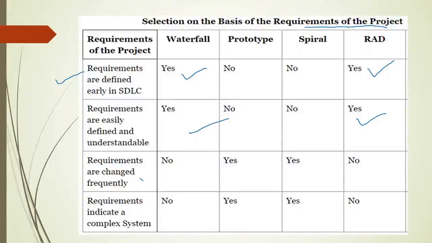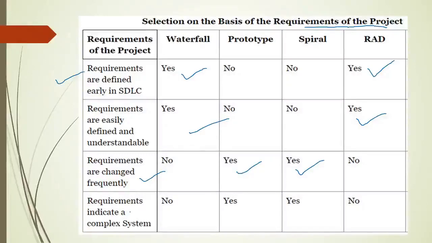Requirements are changed frequently. Okay, if you are not fixed with the requirements, you are not sure about the requirements, and you can change them anytime. Then, to understand the requirements properly, you can go for the prototyping model or spiral model.